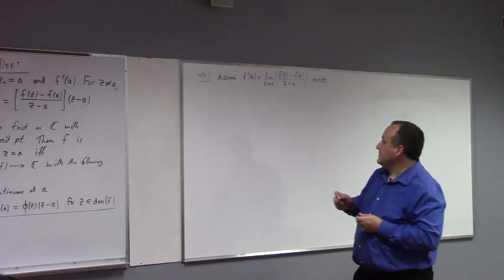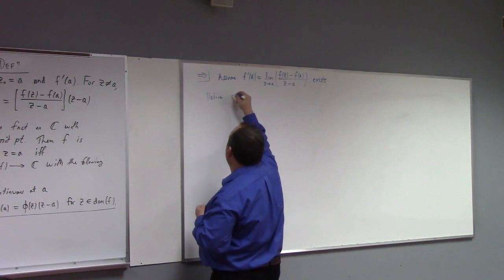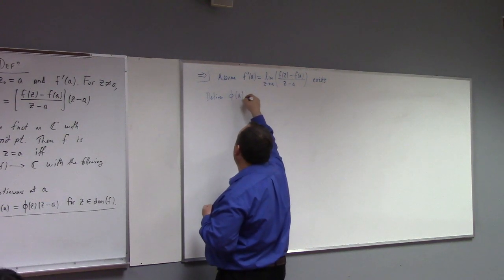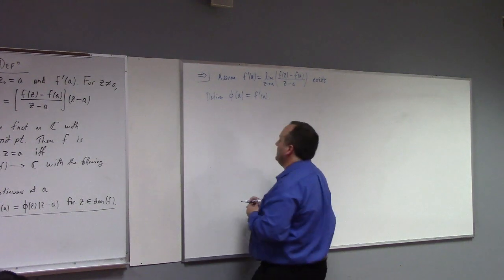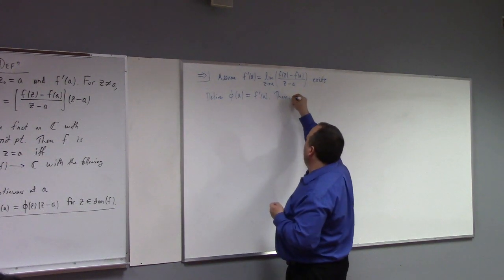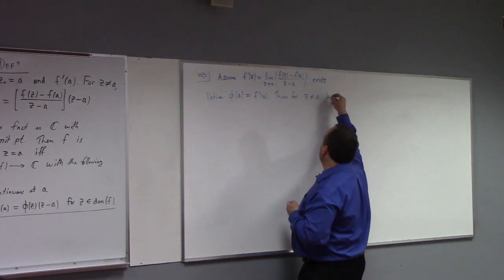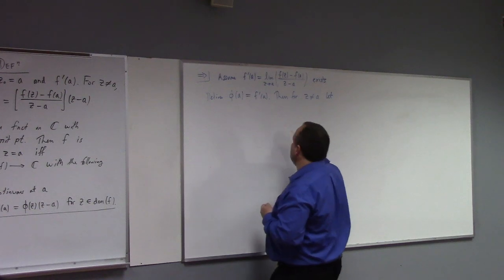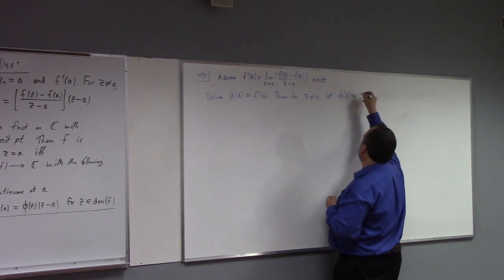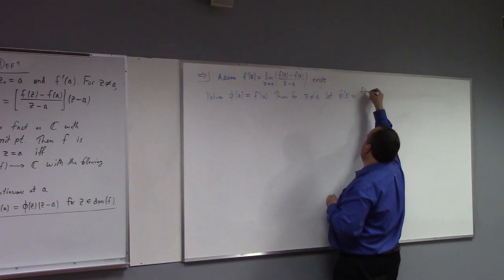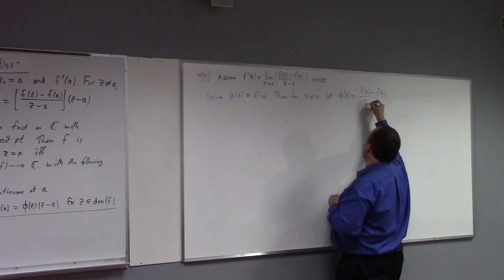So now our job is to construct this difference quotient function, right? So here's how we do it. We define phi of a equal to f prime of a, step one. Then, for z not equal to a, let phi of z equal to, well, f of z minus f of a over z minus a.